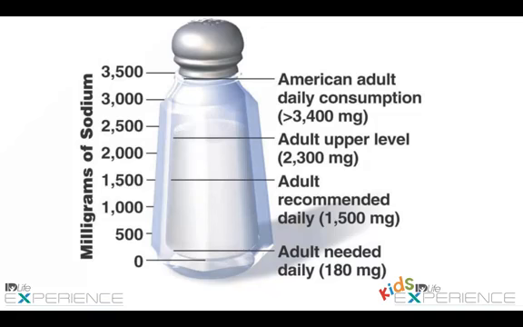Now, why? Well, because the amount that an adult needs daily is about 180 milligrams. That's all they need. Recommended is 1,500. Not really sure why. If all you need is 180, that recommended is 1,500. The upper level of an adult intake should be about 2,300, but the average American is consuming over 3,400 milligrams per day, or more than 2 times the recommended amount.